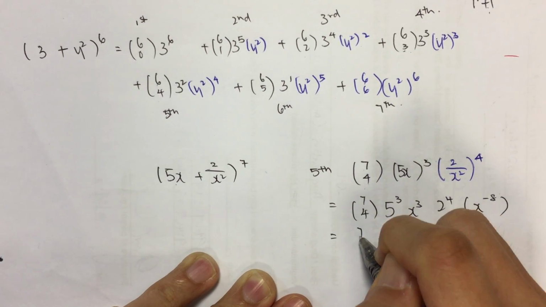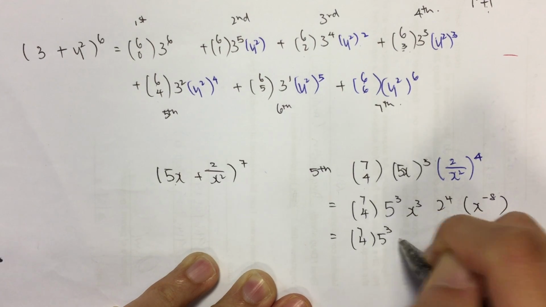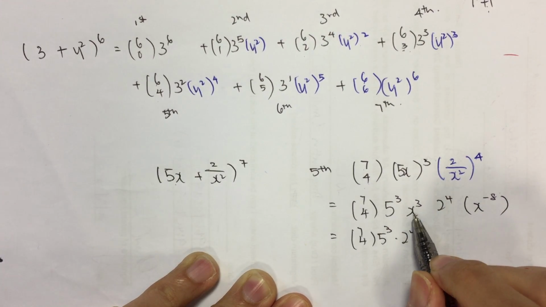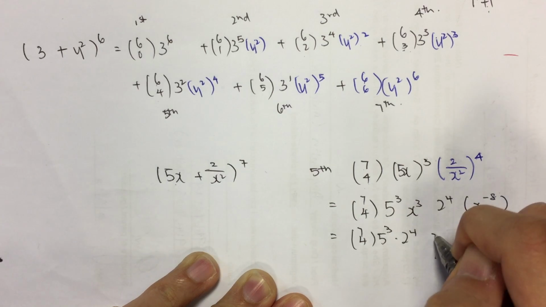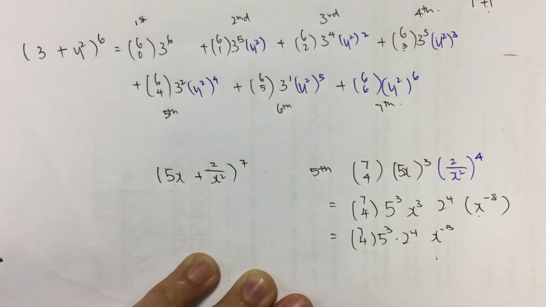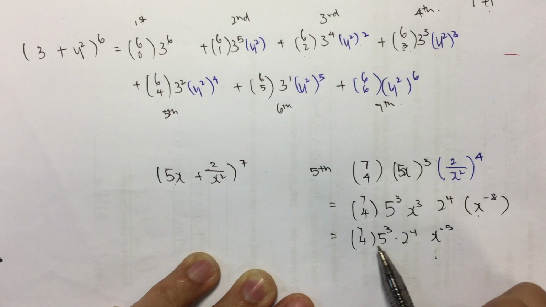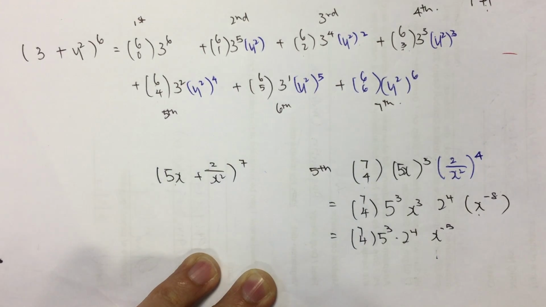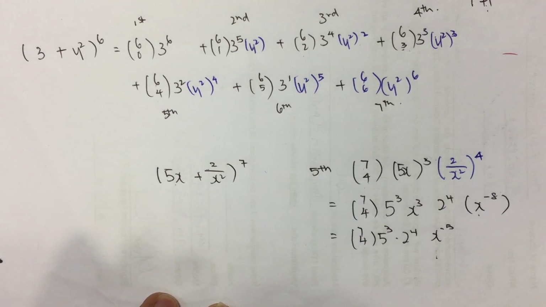Okay, then I can combine all the numbers together. 5 cubed times 2 power 4, and x cubed times x power negative 8 gives me x power negative 5. By pressing my calculator, I will be able to evaluate what the coefficient is here. So far, not too much of a problem.